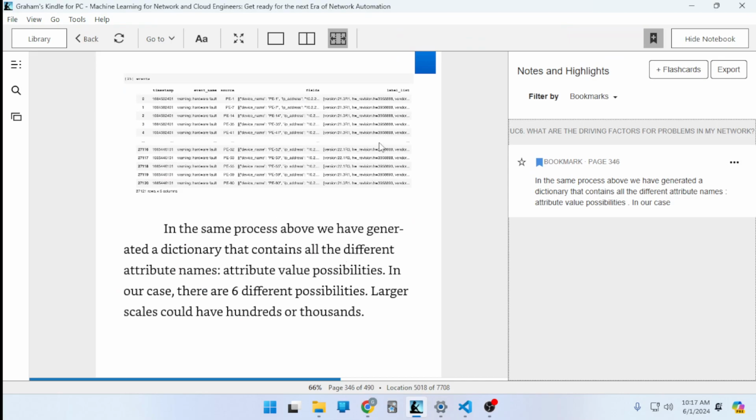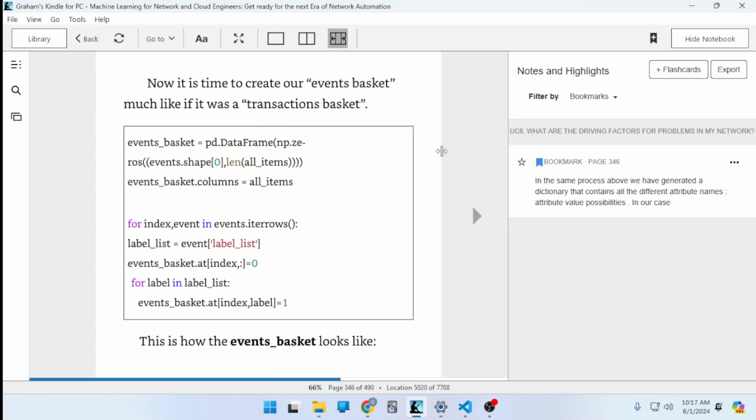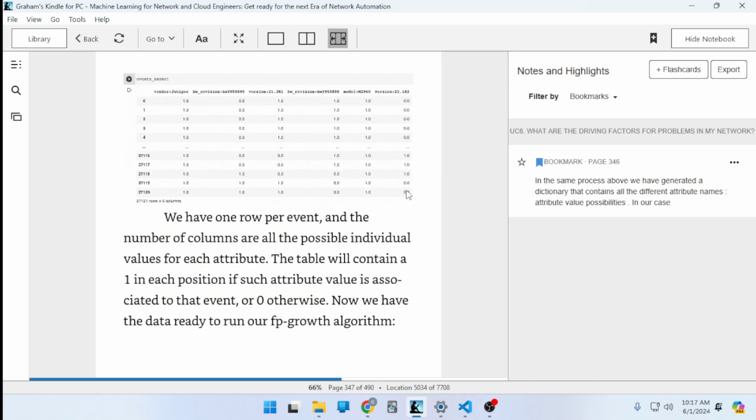So let's continue. In the same process above, we have generated a dictionary that contains all the different attribute names, attribute value possibilities. In our case, there are 6 different possibilities. Larger scales could have hundreds or thousands. Now it is time to create our events basket, much like if it was a transactions basket. All right, events basket there. Looks good.